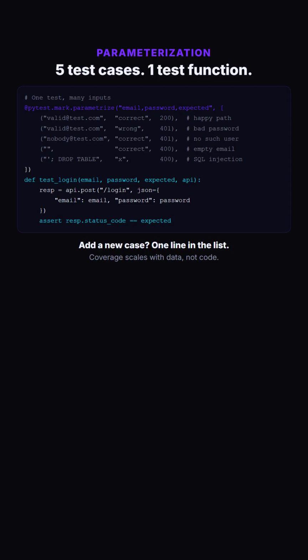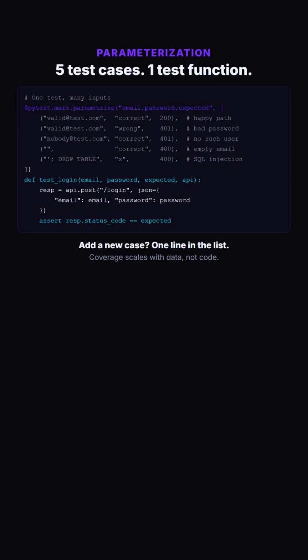For API testing, this is especially powerful. One test function handles valid requests, invalid requests, edge cases, missing fields. The test logic stays the same. The data changes. When a new edge case is discovered in production, you add one line to your data file.